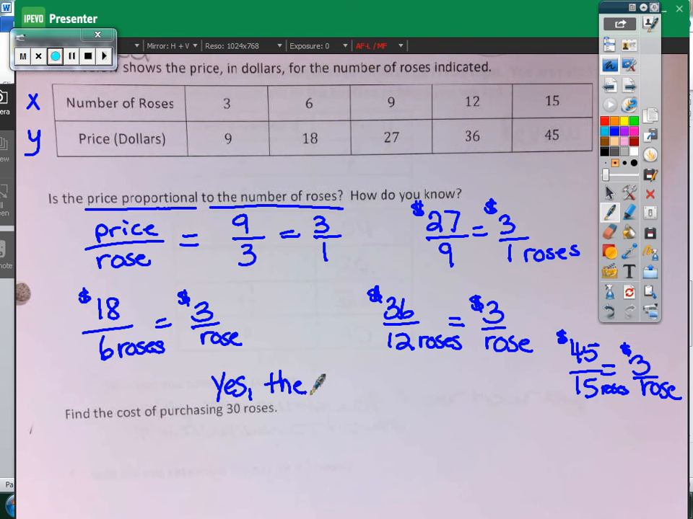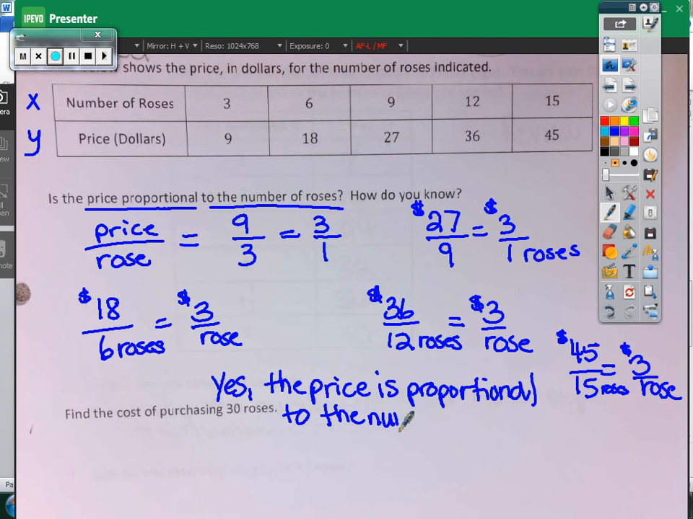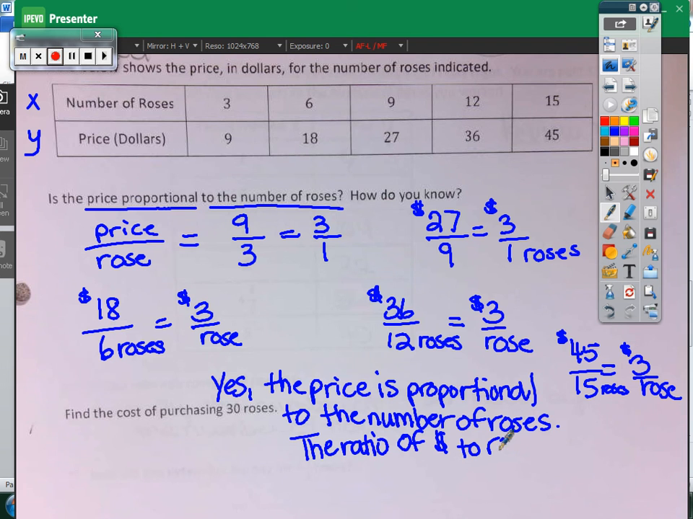the price is proportional to the number of roses. Okay, and it also asks, how do you know? We could say that the ratio is constant. The ratio of money to roses is constant. And we could even go as far as to say that that constant is 3. That also is my unit rate as well.